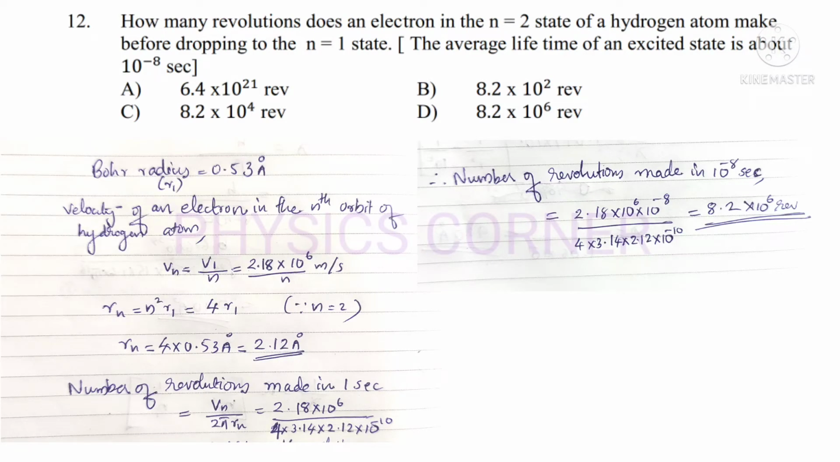So it is equal to 2.18 into 10 raised to 6 into 10 raised to minus 8 divided by 4 into 3.14 into 2.12 into 10 raised to minus 10. That's equal to 8.2 into 10 raised to 6 revolutions, which is given in option D, right? I hope this explanation is clear for you. Okay, we can see the next question.